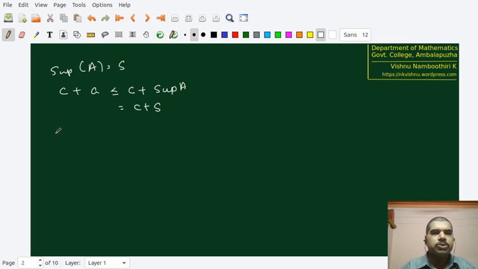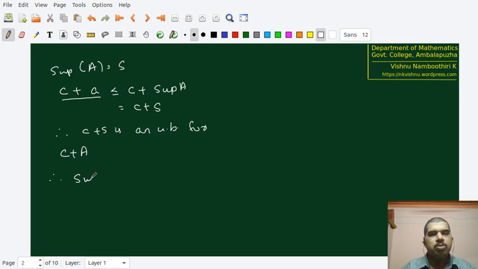Now C plus a is an arbitrary element in C plus capital A. So we get that every element of the form C plus a is less than or equal to C plus S. In other words, this is an upper bound. That is the important thing. Therefore, C plus S is an upper bound for C plus A, because whatever C plus a we choose, that is going to be less than or equal to C plus S. But what is the property of supremum? Supremum is less than or equal to every upper bound.